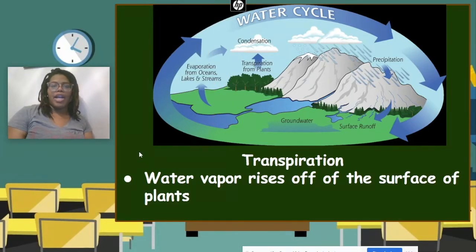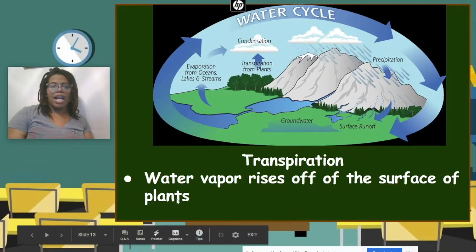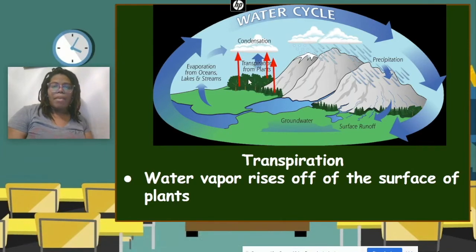All right, another way that water gets into the atmosphere is called transpiration. So transpiration is when the water vapor rises, similar to evaporation, but it's going to rise off the surface of plants. So in this picture, you can see transpiration here with the trees. So this is when the trees or the grass or the trees over here are all going to have water vapor come off the surface of them.